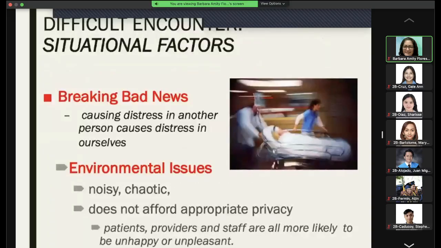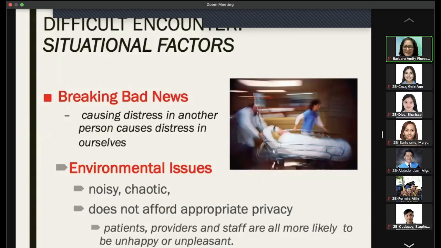Other identified situations are breaking bad news and environmental issues. Causing distress in another person causes distress in ourselves. Breaking bad news is something that we need to do as physicians, but this should no longer be a problem for you because you already know your SPIKES. As much as it causes distress and can cause difficult encounters, you can address that by doing your proper SPIKES, granted, of course, that you do not forget how to do it.